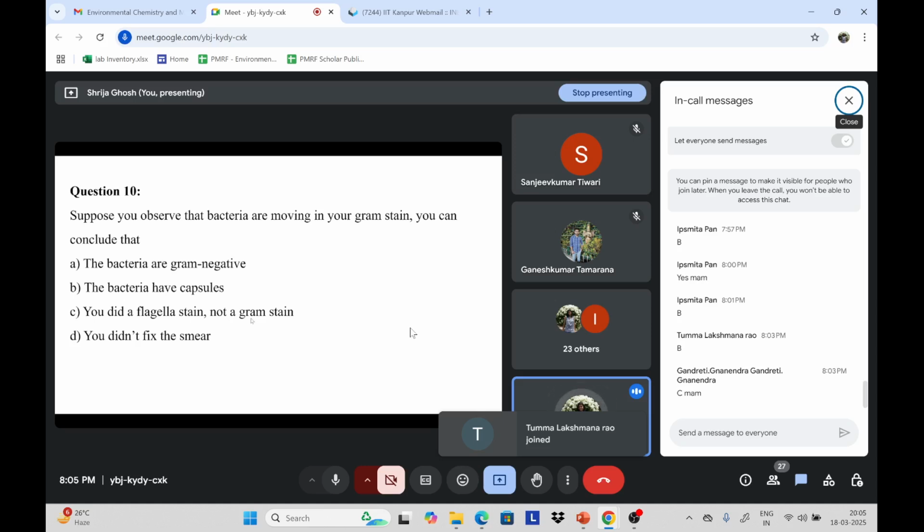Suppose you observe that bacteria are moving in your gram stain, you can conclude that option A, the bacteria are gram negative. Option B, the bacteria have capsules. Option C, you did a flagella staining and not a gram stain. And option D, you didn't fix the smear.